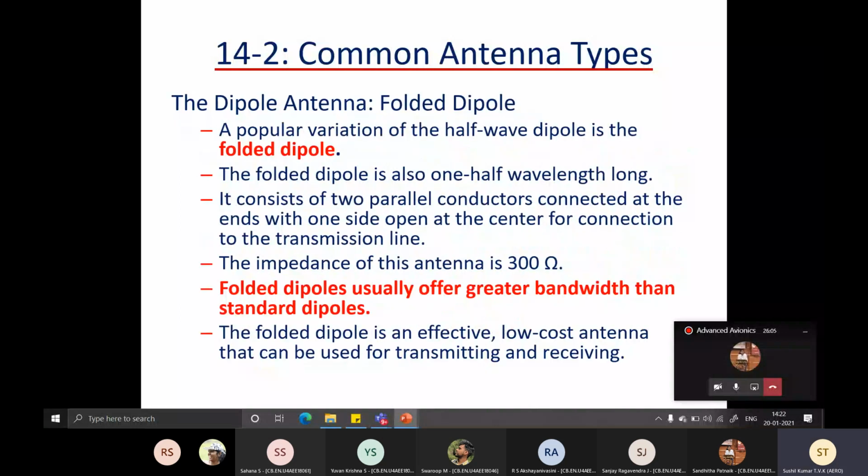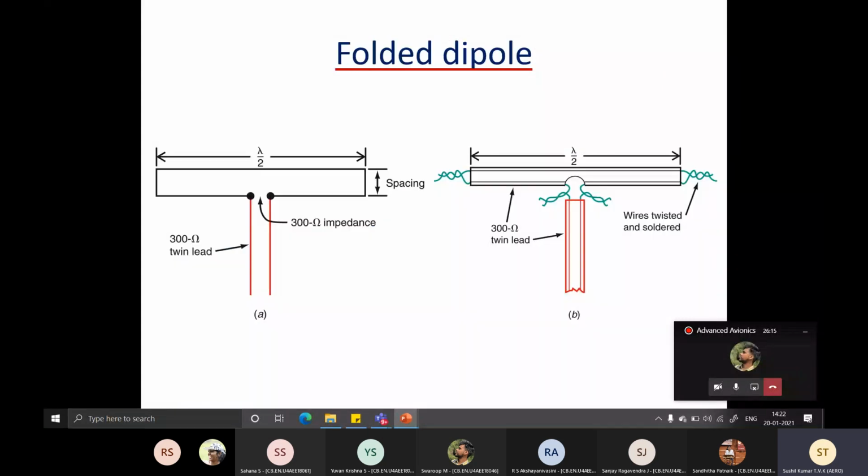Then we talked about dipoles. A version of it is called the folded dipole. This is the one you see on all air traffic controls. Next time when you go to an airport, you can see on the ATC all these folded dipoles, just pipes bent in this form.